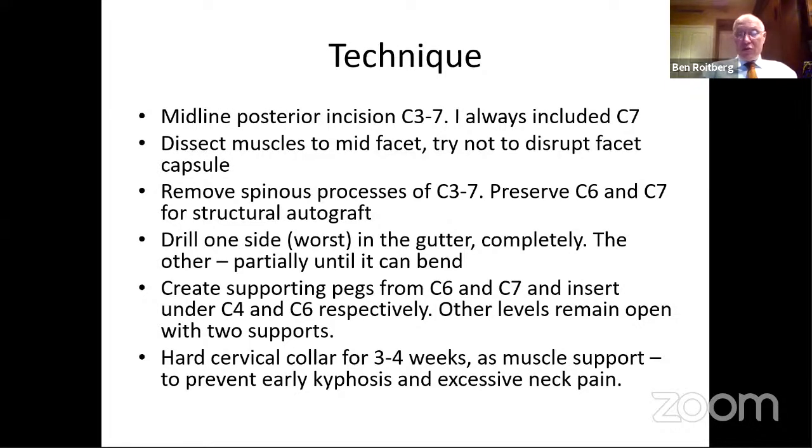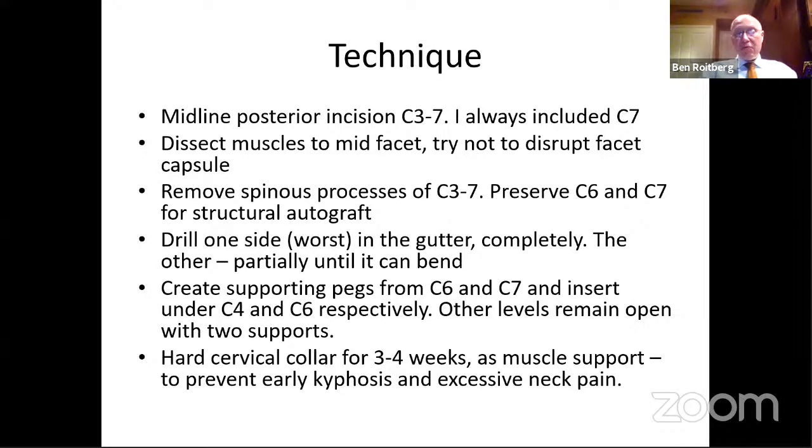Remove spinous processes, preserve C6 and 7 for structural autograft, drill one side, the worst, in the gutter completely, and the other partially until it can bend. This is the finesse of laminoplasty, but it doesn't matter whether you do it with instrumentation or not.